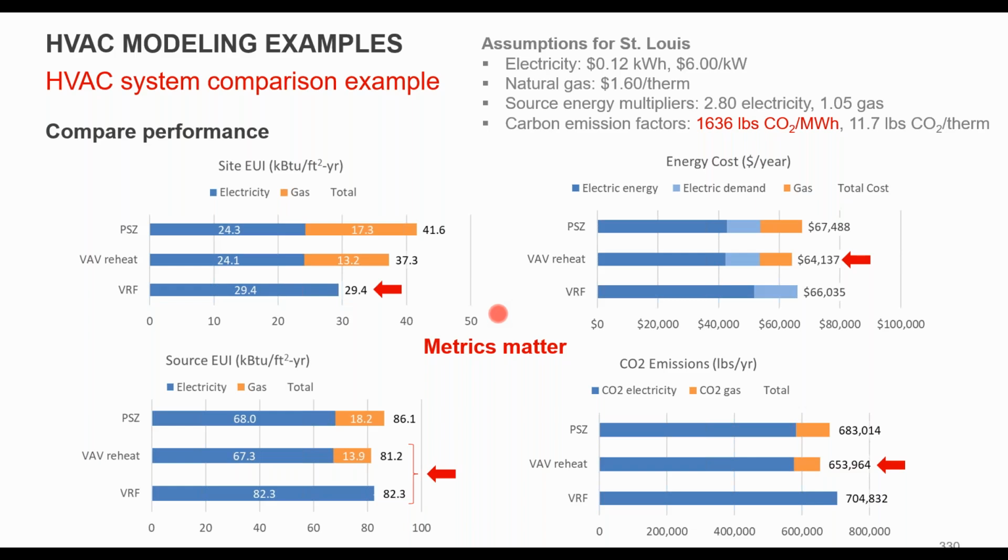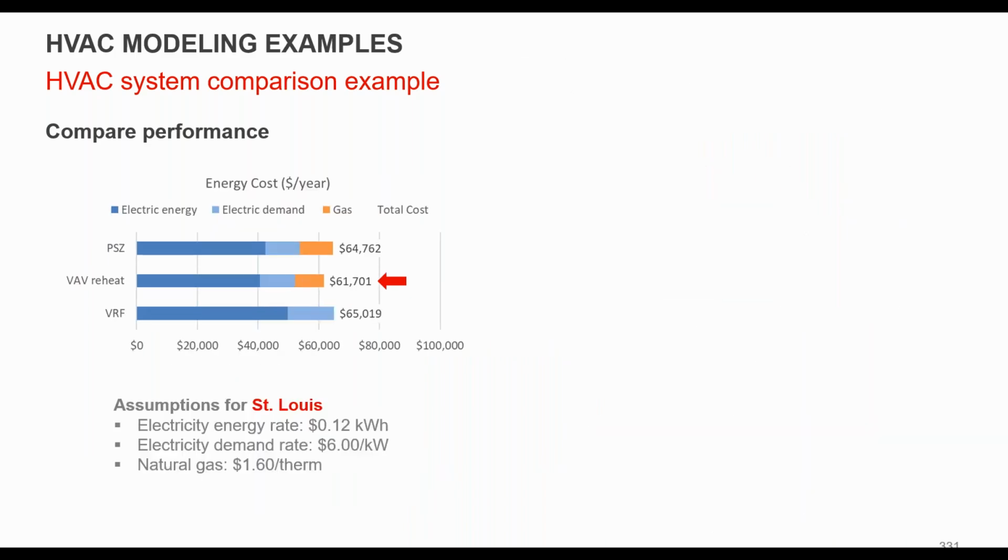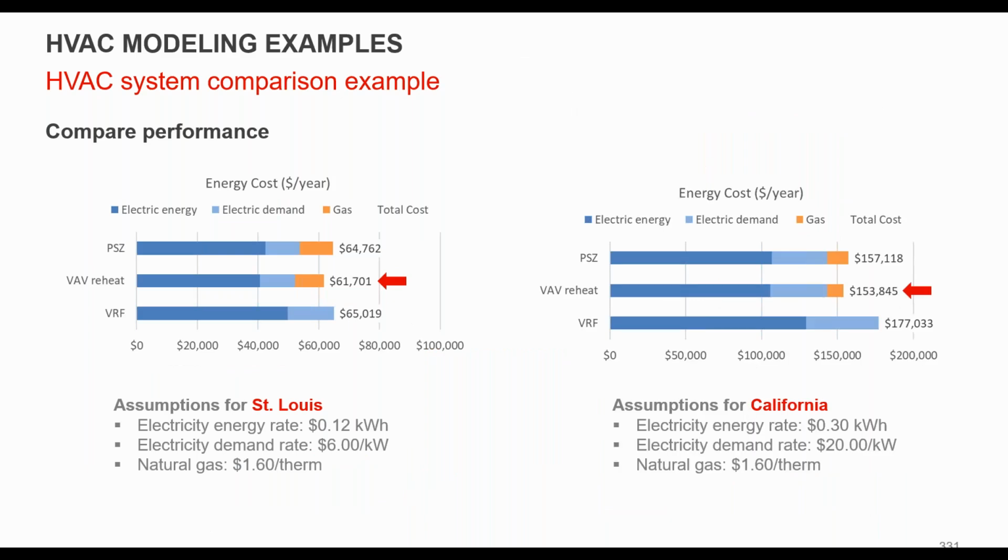So again, important thing to note, the metrics do matter. Cost of electricity and your source factors and your carbon factors would very much change. Any of these metrics that you change in terms of your assumptions for utility cost or carbon emissions will obviously change source energy, emissions and cost. So be very clear with your assumptions when you're making these, and be very clear to state your inputs for your model. So what happens if we move that same project to California?